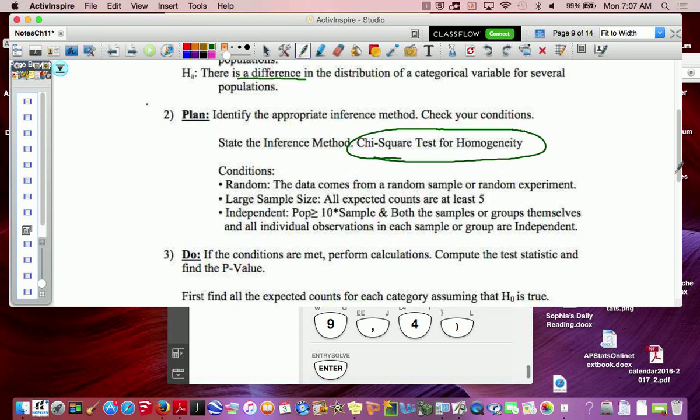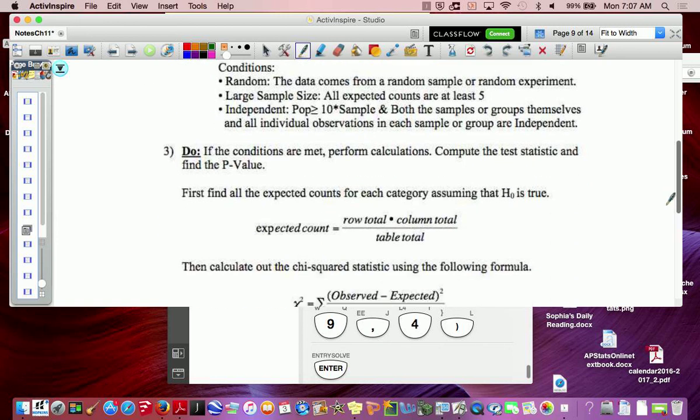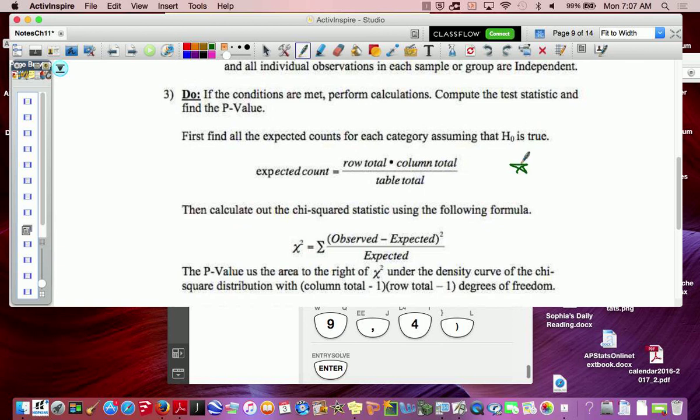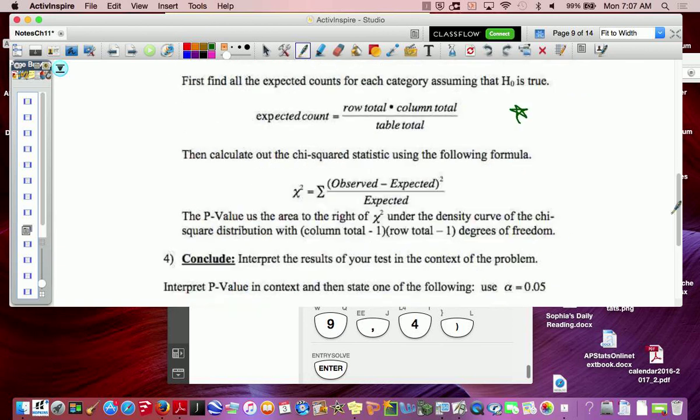The conditions are exactly the same as the goodness of fit test. Notice how all our expected counts were greater than 5, which was good. Independent, no problem. Simple random sample. We calculate out the p-value. The key part here is we have to do the expected counts. And our degrees of freedom does change. So we have a slightly different degrees of freedom.